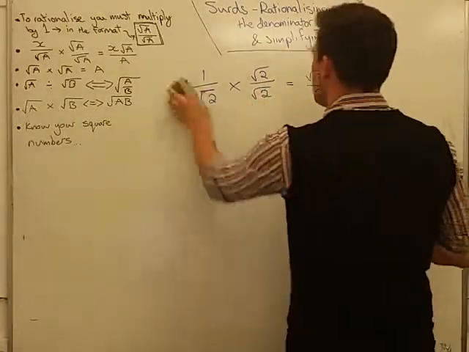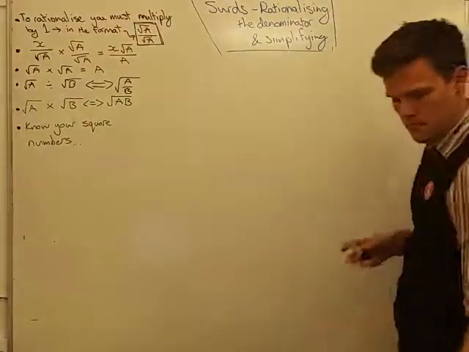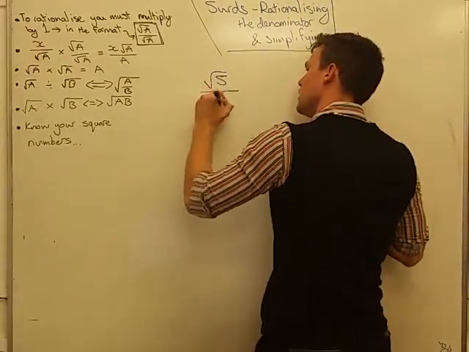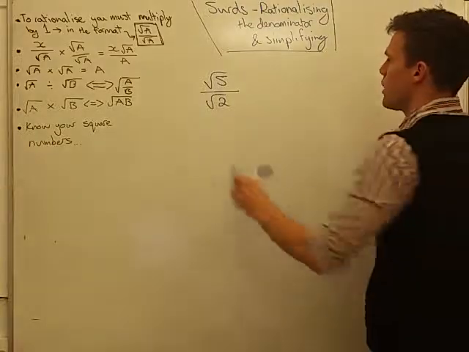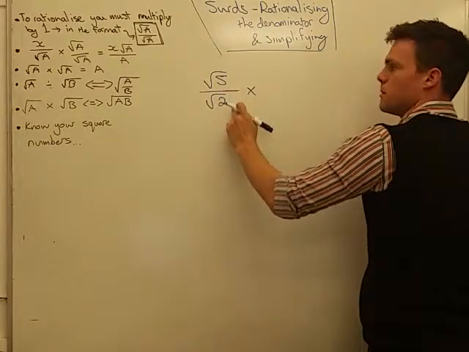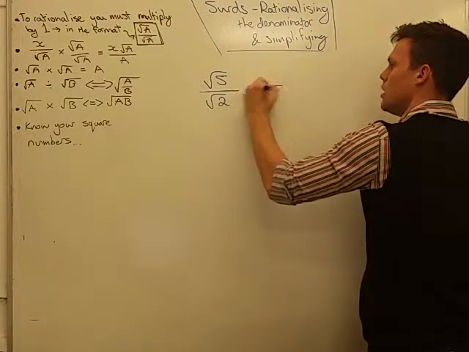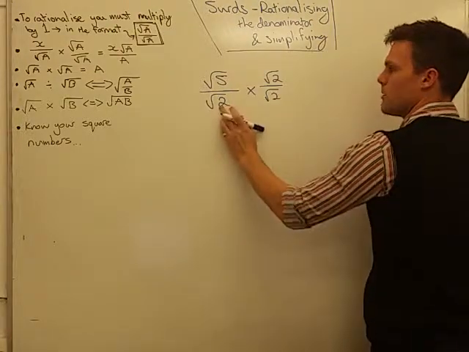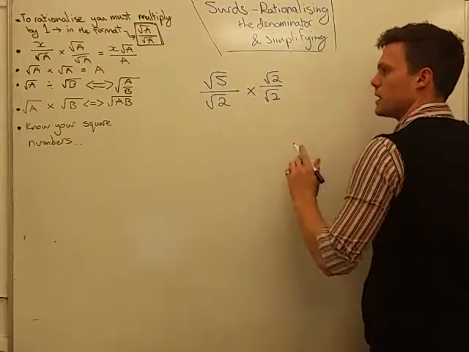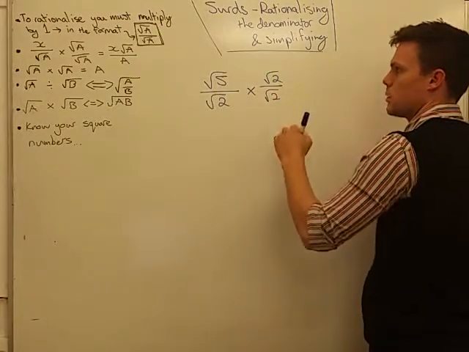Okay, let's do one that might be slightly more difficult. Let's do root 5 over root 2. If I want to rationalise the denominator here, I'm going to multiply it by 1, but in the format of root 2 over root 2. Remember, it's always my denominator present in both the numerator and the denominator here, because that means it's going to be 1.